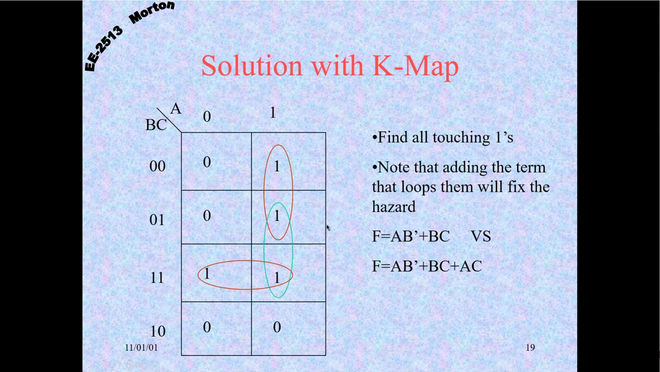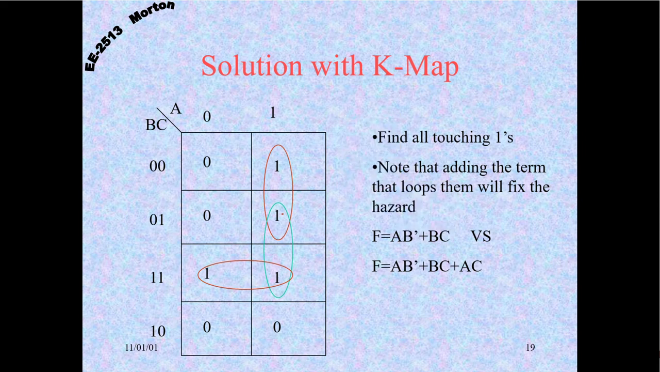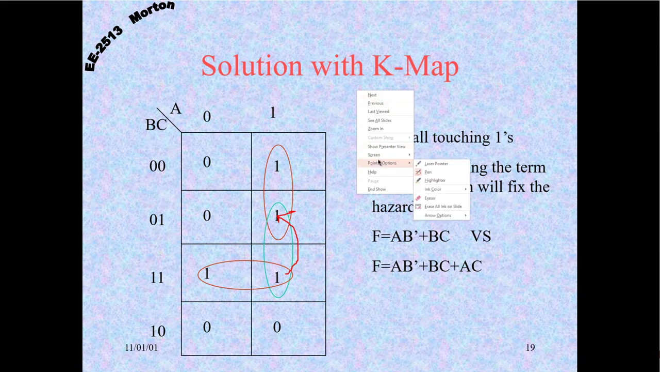But our actual hazard, interestingly enough, comes when we start down here and we go up to here when B changes to zero. Now, normally that shouldn't matter, right? Our output should still be one. F should be one. But it turns out if we have a slow inverter, we could have a glitch on F. So how would we fix that? All we have to do to fix that is to add our green consensus term there.